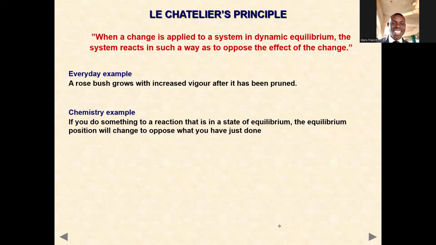So when a change is applied to a system in dynamic equilibrium, the system readily reacts in such a way to oppose the effect of the change. The system reacts or adjusts itself to remove the effect of the change. It goes against the change. For example, if you increase the concentration of the reactant, the system will adjust itself and give you more product. See that it will annul or oppose the effect. So if you increase the product, the system will adjust itself and give you more reactant.